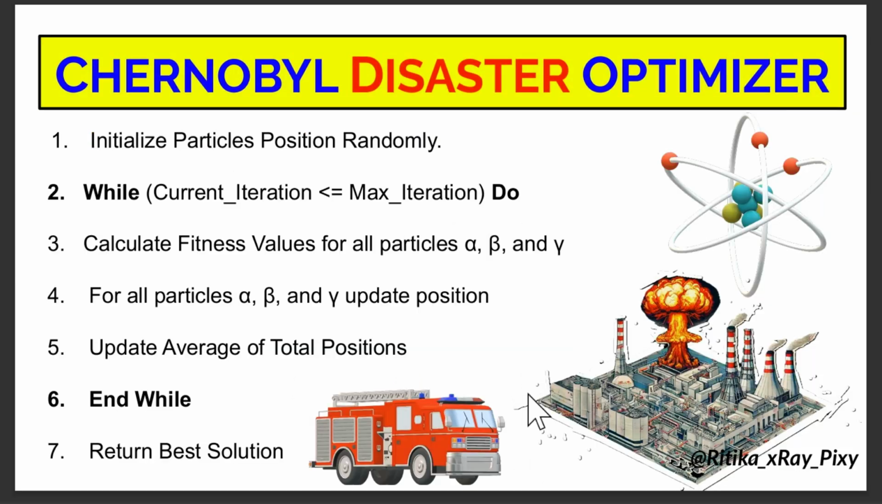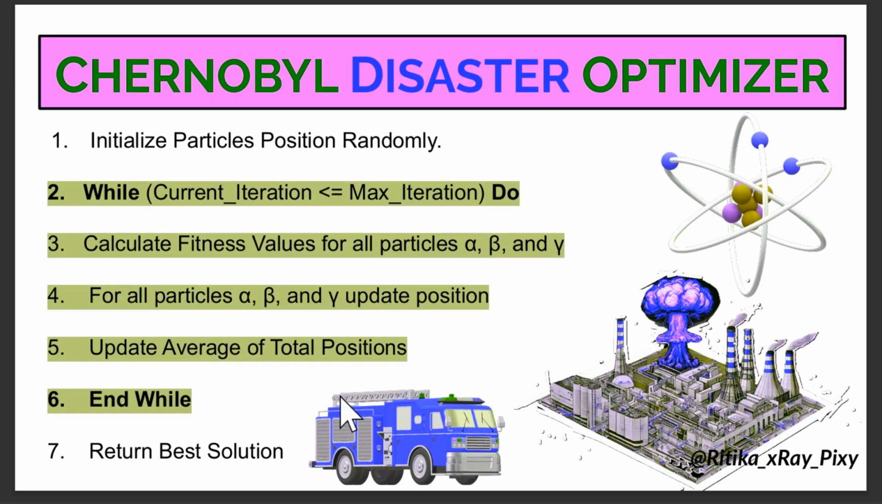So first we will randomly assign positions for all particles. After this we will compute fitness, identify the best fitness values and assign gamma, beta and alpha roles. After this we will update the position for gamma, beta and alpha particles using their respective gradient descent factors. After this we will calculate the new average after updating all particle positions, and then we will repeat this loop until the stopping condition is met.